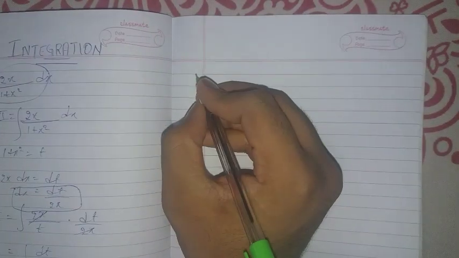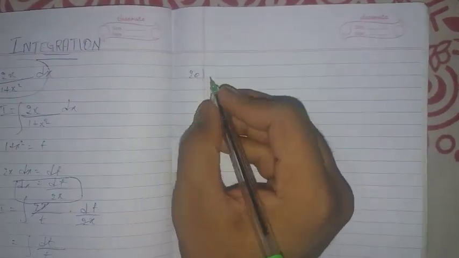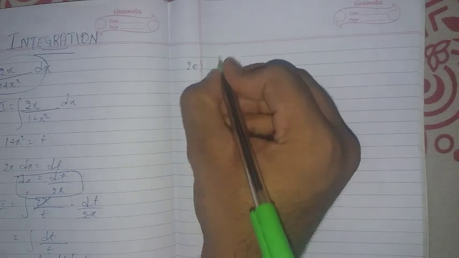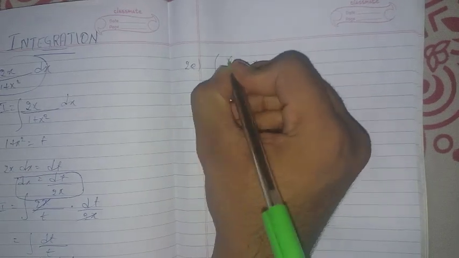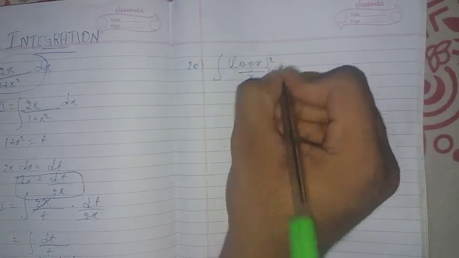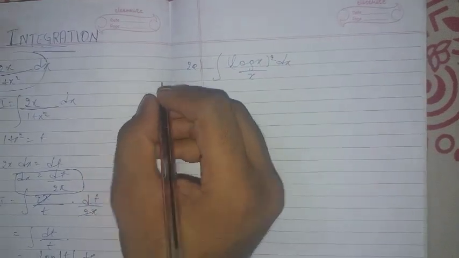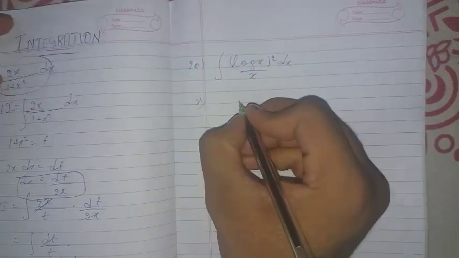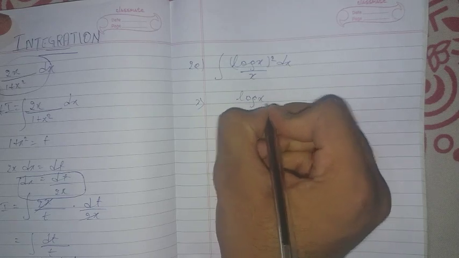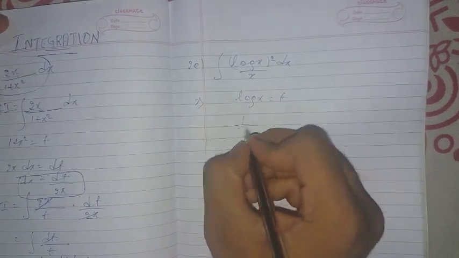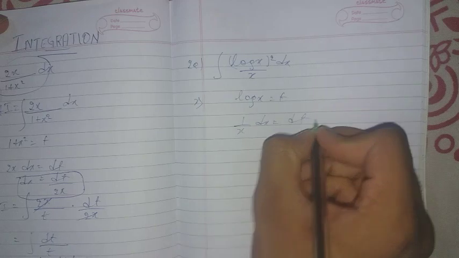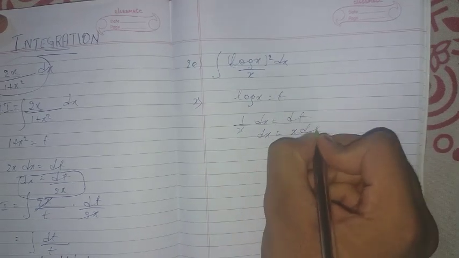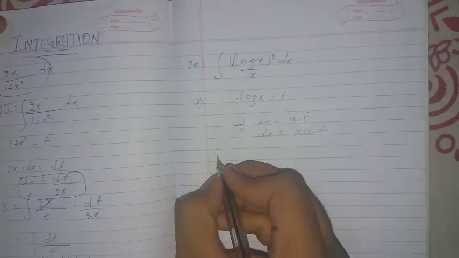Okay, so let's move on. Second question, asking integration of (log x) whole square by x dx. We need to take log x as t. So what do we get? 1 by x dx is equal to dt, right? So dx is equal to x dt. This became very simple, right?